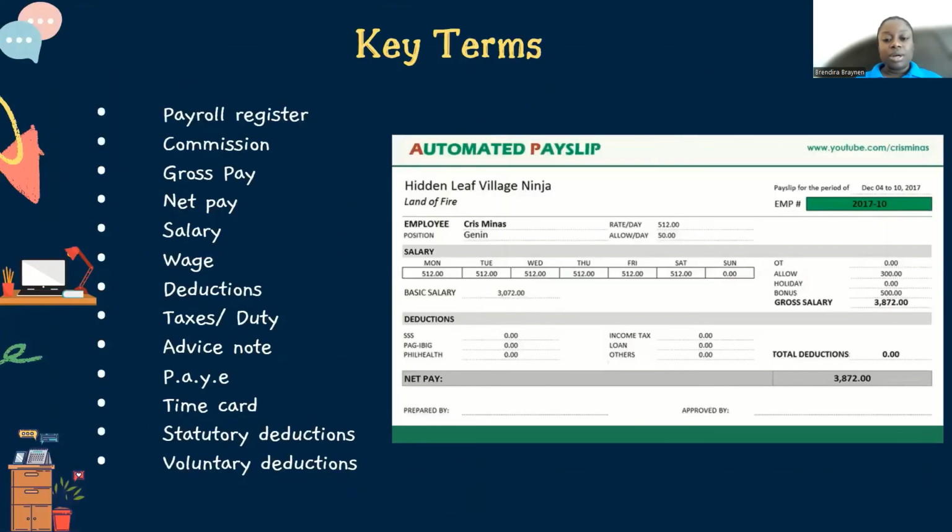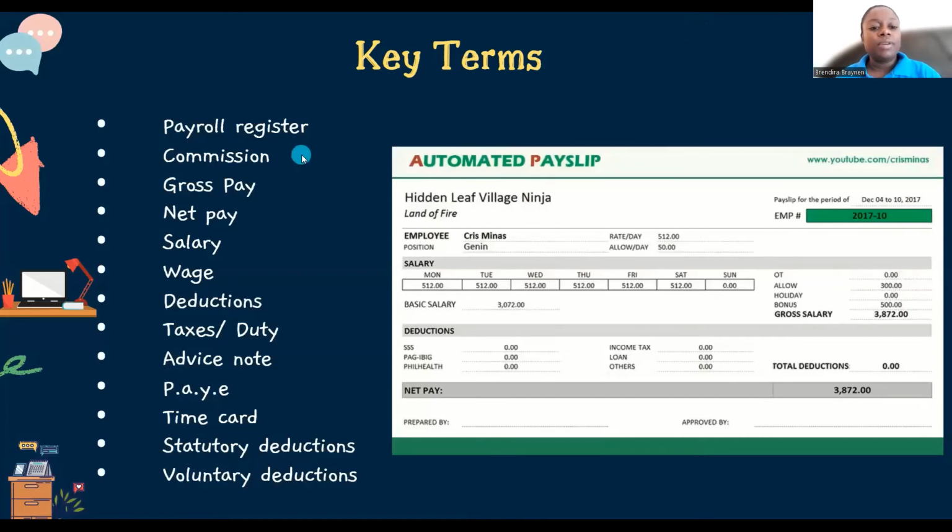And so key terms when we talk about payroll are going to be your payroll register, which, like I said, is just your listing of everybody that's being paid, how much they're being paid, their base pay, any additions they got, any deductions they got. All of that is included in the payroll.